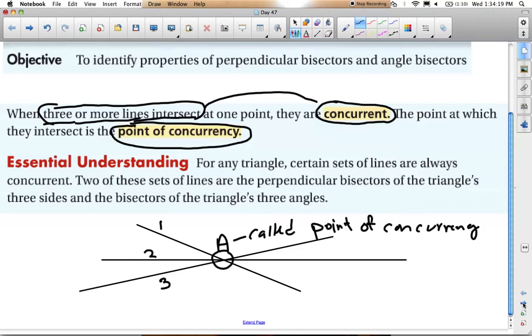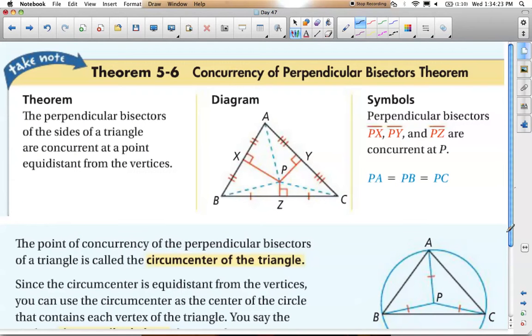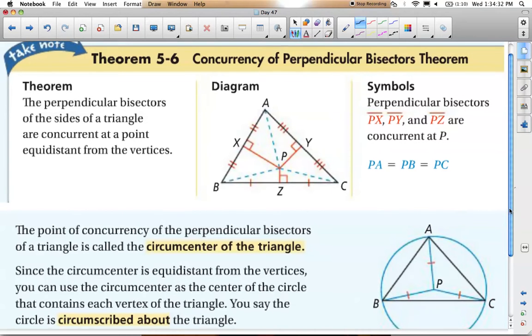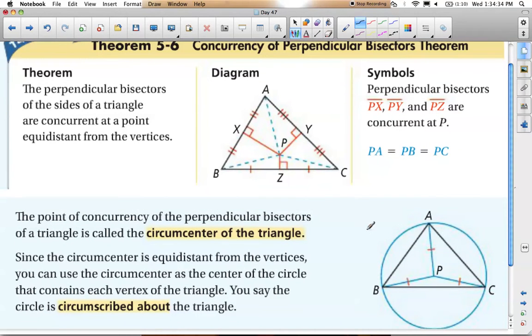Again, if you want to pause the video and take more notes, you can if you wish. Here is what the concurrency of perpendicular bisectors theorem says. Now, I'm really not going to go over this slide because I have a better slide for you to take notes on.